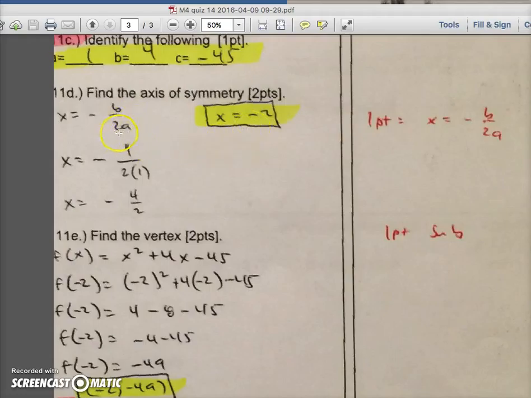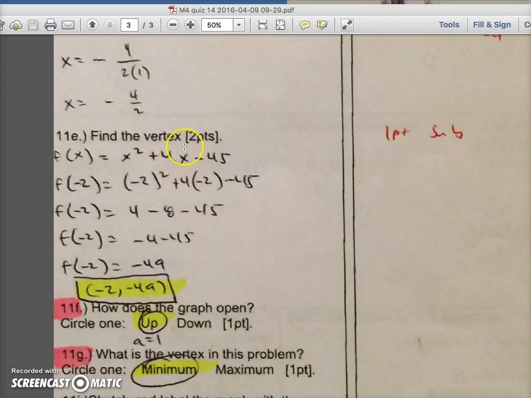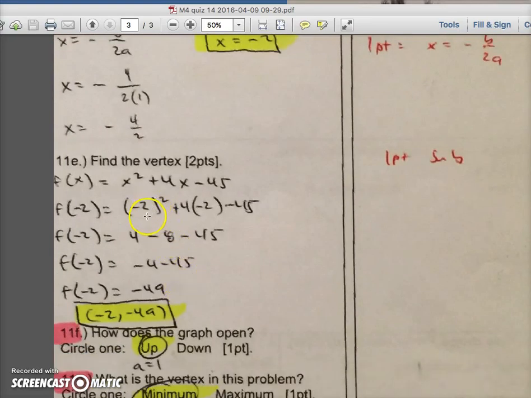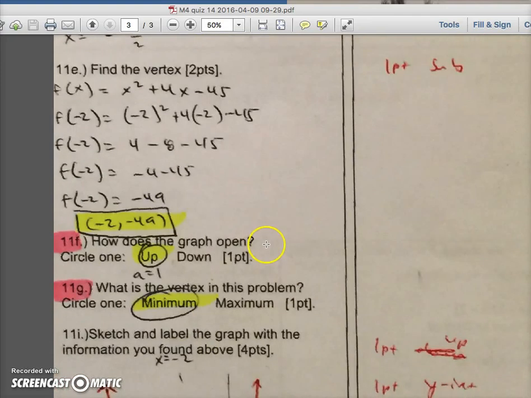B value is 4, A value is 1, 4 divided by 2 is 2, and the opposite of 2 is a -2. For 11e, just take your value, put it into your x's. Here it has -2 squared, which just gives you a +4. 4 times -2 is -8. 4 minus 8 is -4. -4 minus 45 gives you a -49.